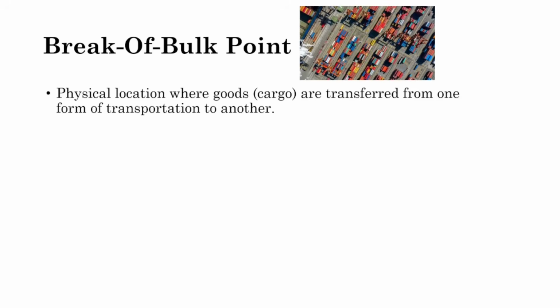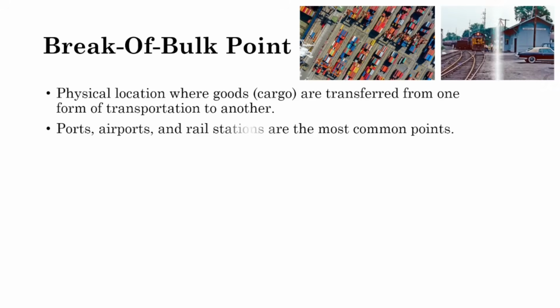Now, let's talk about this concept known as a break of bulk point. It's a physical location where goods, really just cargo these days, are transferred from one form of transportation to another. So they can go from port to port, airport to railroad, something like that. And so common break of bulk points are ports, airports, and rail stations. Airports and ports really are the most prominent break of bulk points today. I like saying break of bulk point. It's really fun to say.